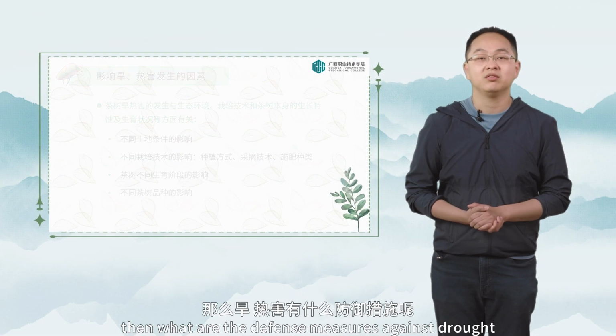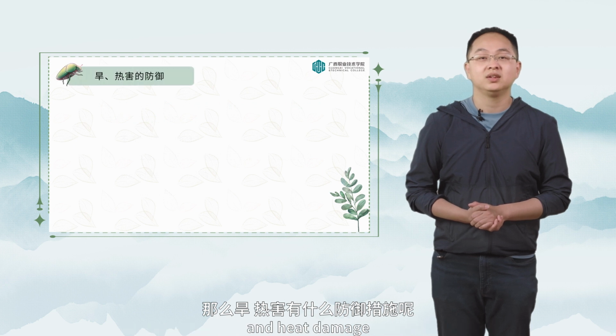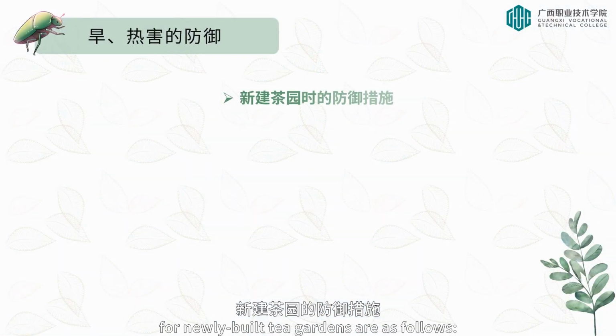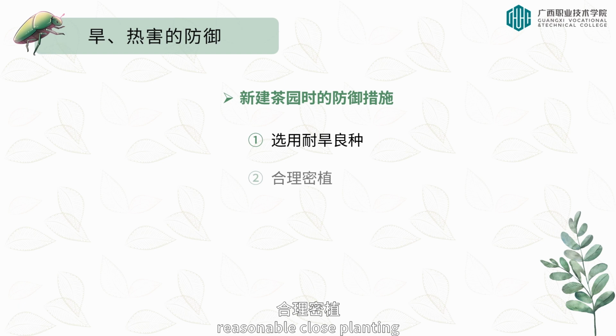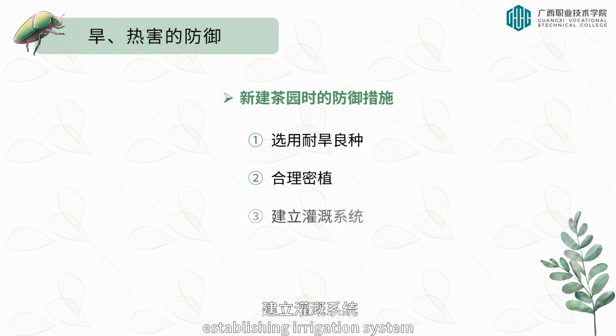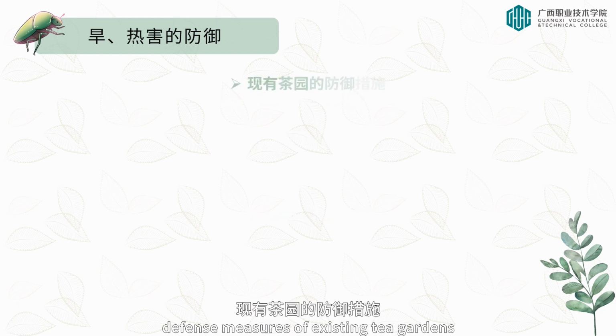Then what are the defense measures against drought and heat damage? The defense measures for newly built tea gardens are as follows. Select drought-tolerant improved varieties. Reasonable close planting. Establishing irrigation system.